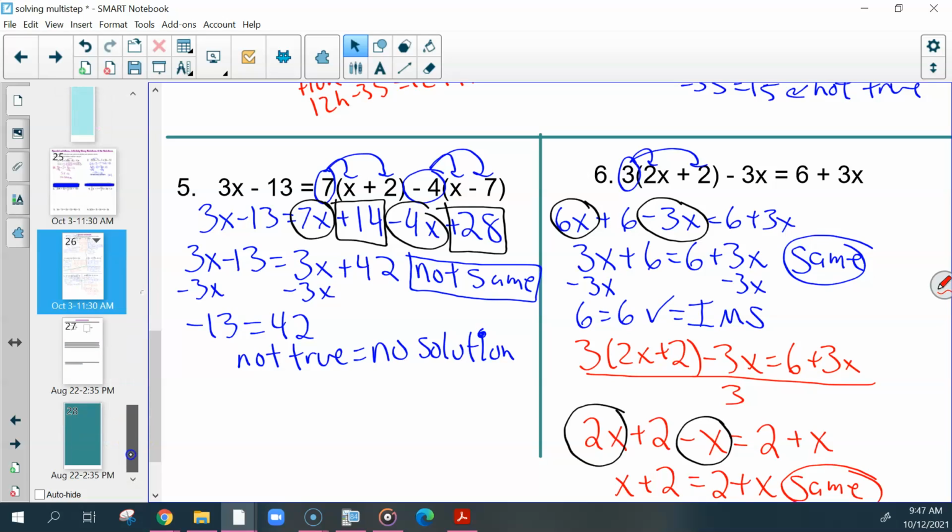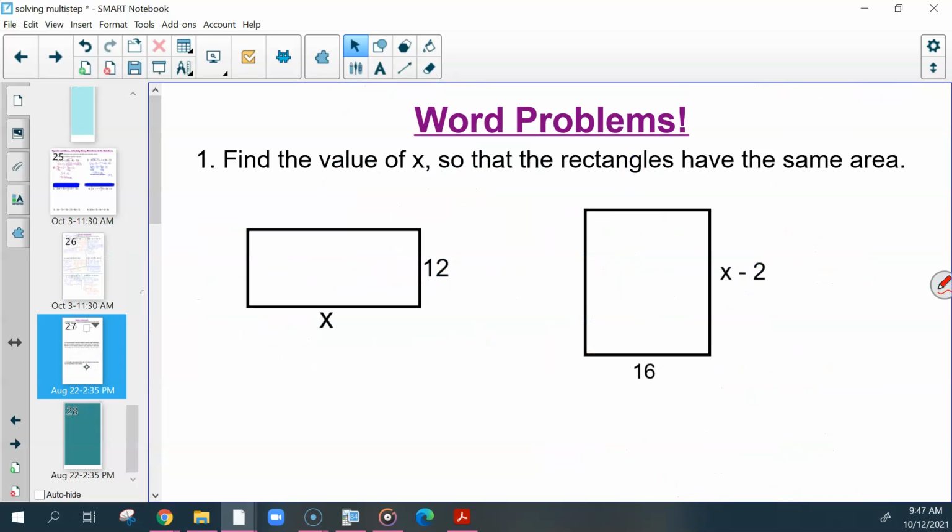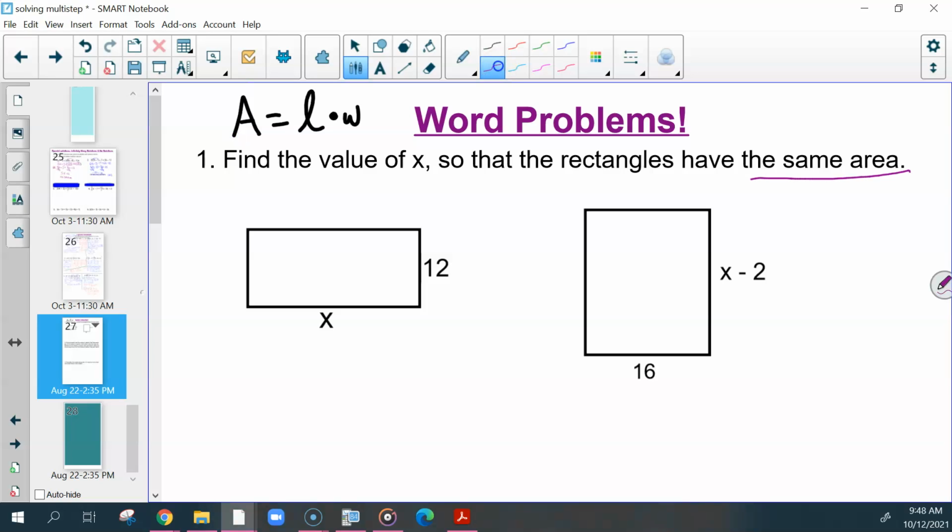So let's jump to that last page. For number 1, I'm going to give you a couple hints actually. This is talking about area. To find the area of a rectangle, it's your length times your width. So if it gives you your length and your width for each rectangle, that's how you will find your area. Your second hint is if they have the same area, that means they should be set equal to each other. So those are your hints for number 1.